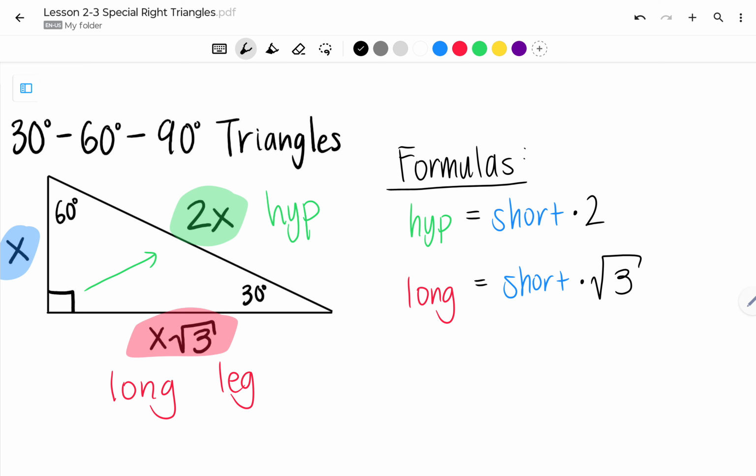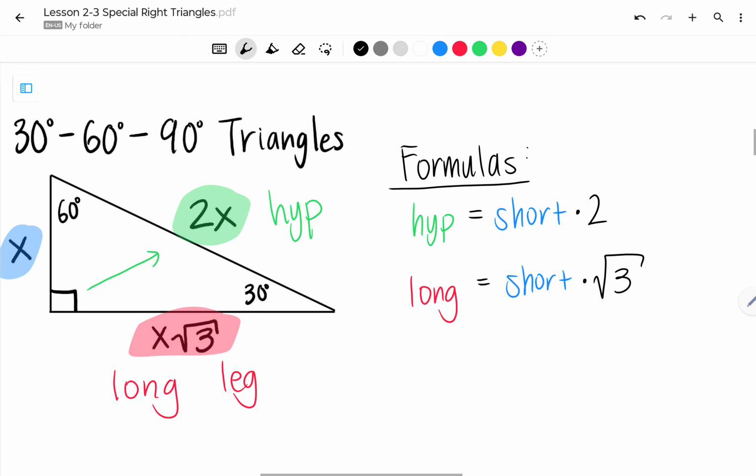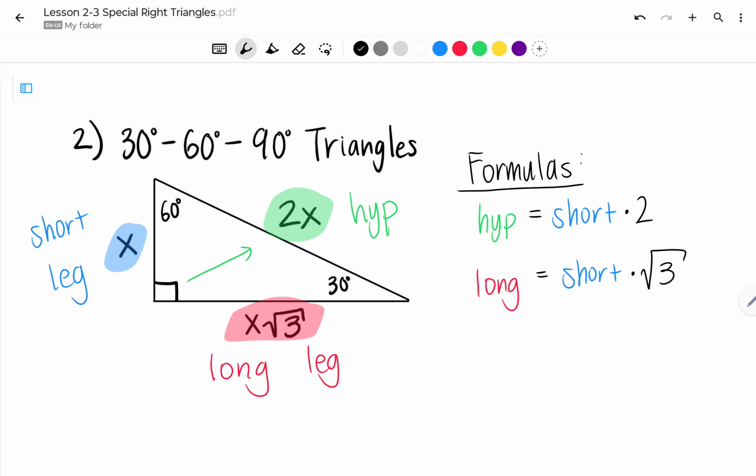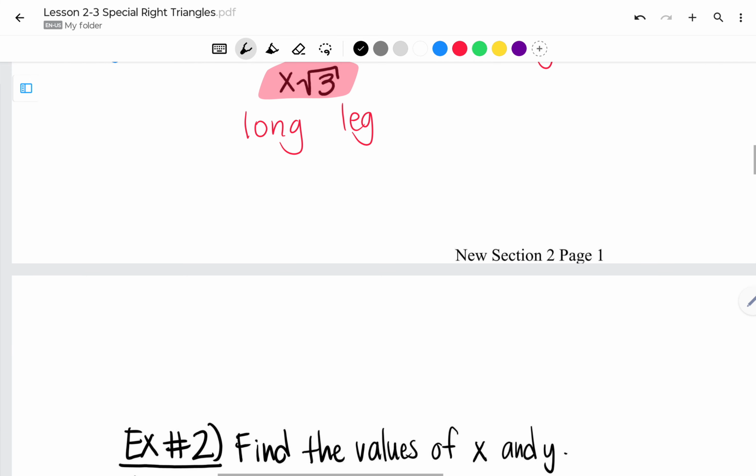And again, later on, I'll show you where these numbers come from. Why is it 2? Why is it square root of 3? I'll show you in a separate video. But just for now, we need to understand how to use these formulas and how to remember them, memorize them. Okay. Let's use these formulas.